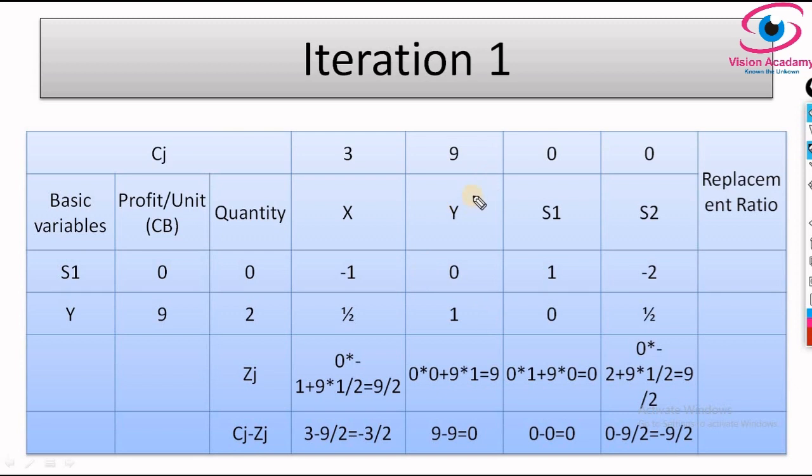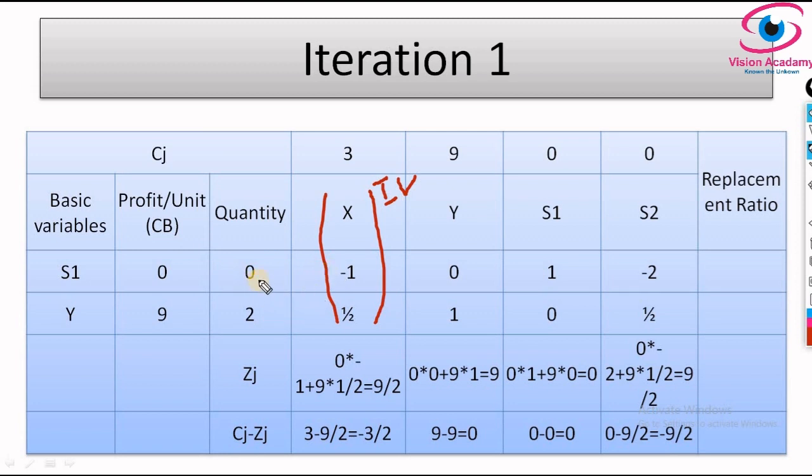Here there are no values, since we have to select the most positive value. There is no single positive value, so we have already considered y, and let us consider x. Simply arbitrarily let us consider x, and we shall see what is the impact of considering x. Let us consider x as the incoming variable for the next iteration.